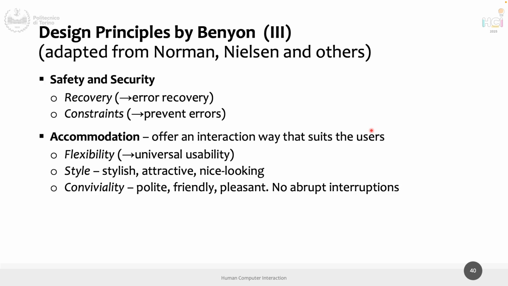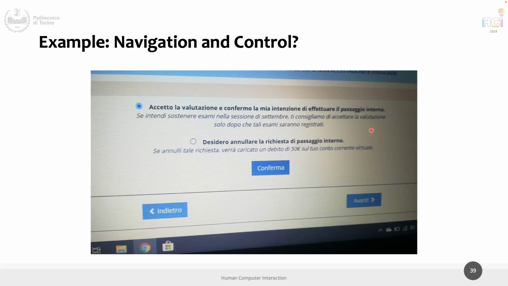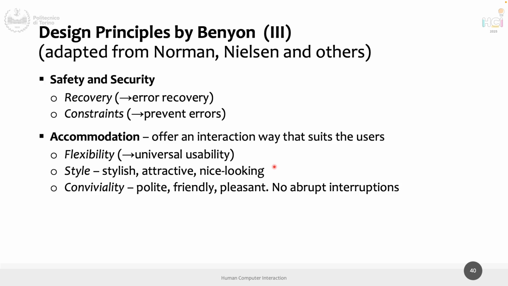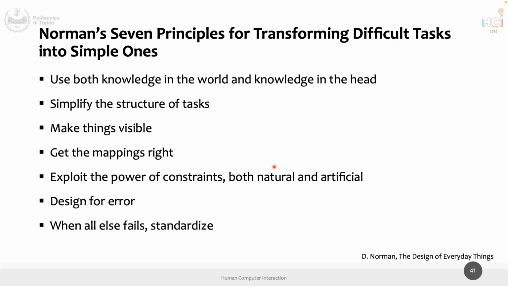And here there is another example of navigation control in which you don't really understand what to click. Should I click? What happens if I click confirm? Then I have to click next. And if I click next, can I go back here and confirm? Again, similar to the previous case, there is a little bit of confusion in navigation and control in this case. Safety, again, recovering constraint as before, and accommodation, flexibility, universal usability. You see there are overlaps between these principles as well.